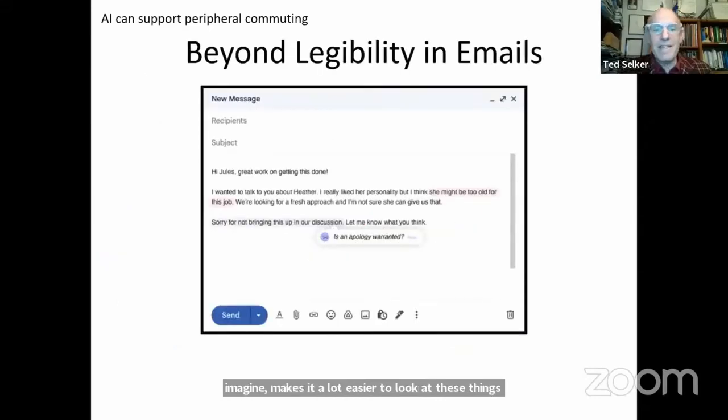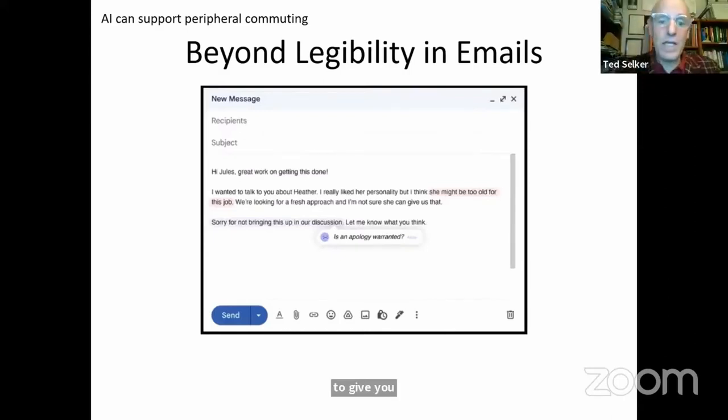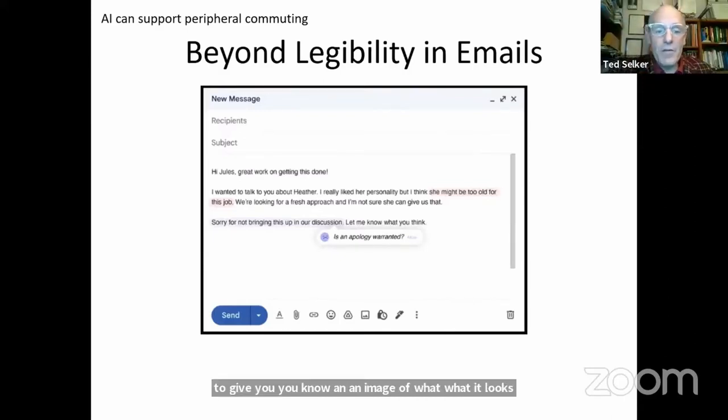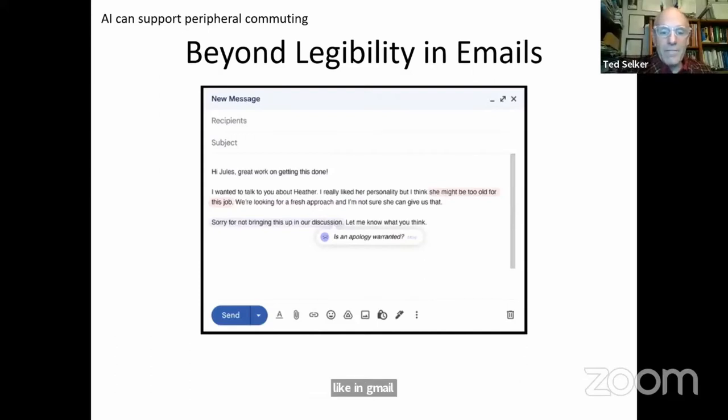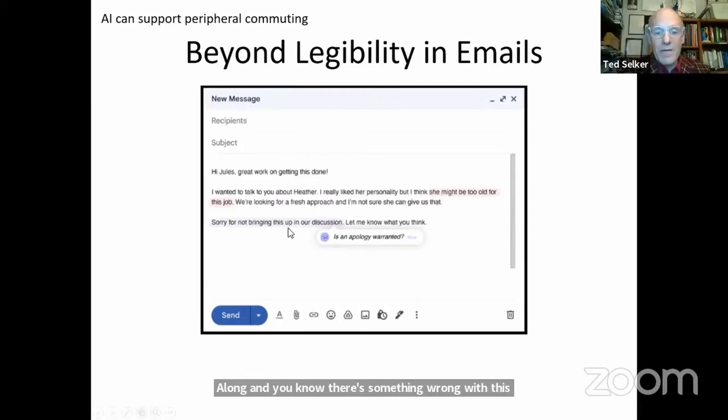To give you an image of what it looks like in Gmail, here you are typing along, and there's something wrong with this. There's an ageism thing going on up here, and down here there's an apology that a person's made. It's not so good to be always making apologies. And so that's an example of what you might see in Gmail.